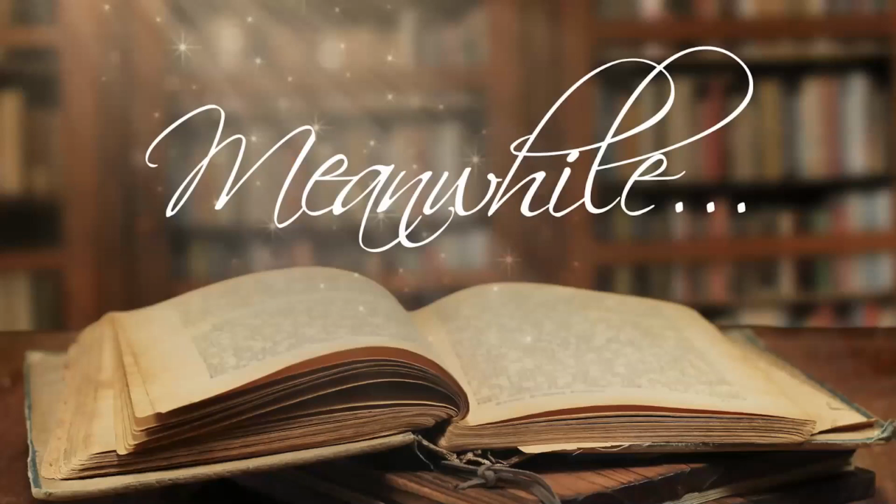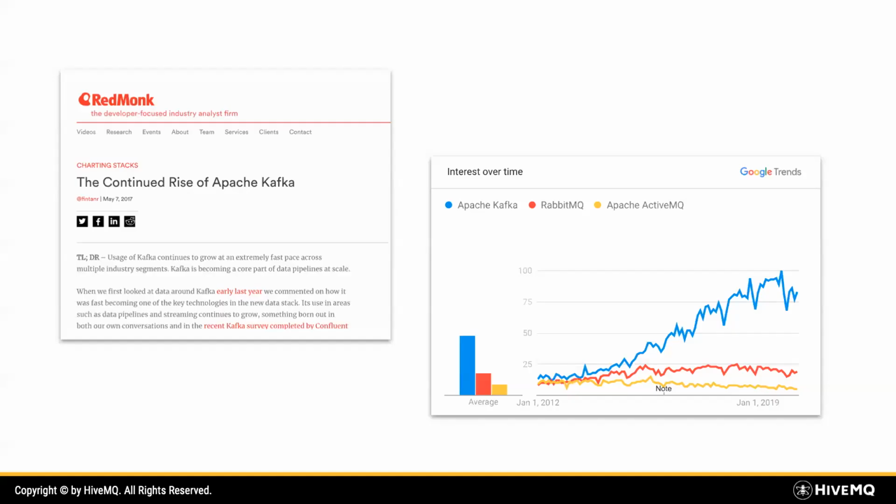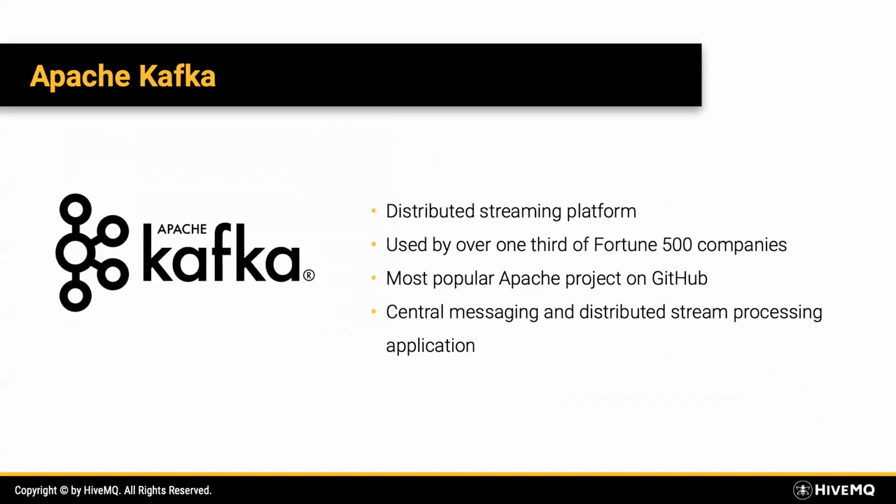But meanwhile, while MQTT had a success story, there was another technology on the rise, and this is Apache Kafka, and I believe most people know this technology. It's an open source project, and it really took the tech industry by storm, and it's much more popular than other similar technologies like RabbitMQ, Apache ActiveMQ, and so on. Apache Kafka is nowadays one of the most popular technologies in the industry. So what is Apache Kafka?